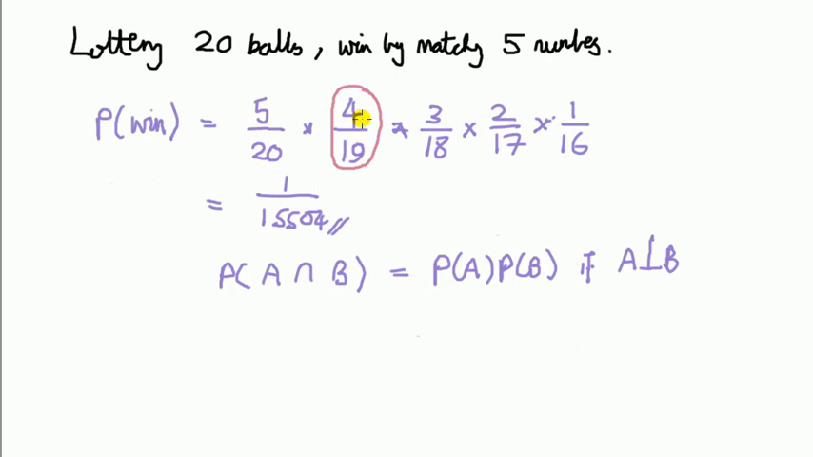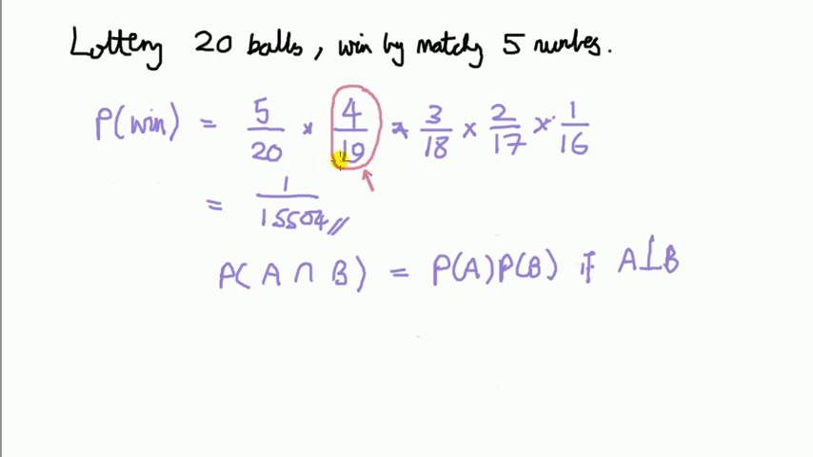Okay. And now we'll look, for instance, at the second ball as a winning ball. What's the probability of the second ball being a winning ball? Doesn't it depend on whether the first ball was a winning ball? If the first ball wasn't a winning ball, then the probability of this being a winning ball would be 5 over 19 rather than 4 over 19. In other words, what I'm saying is that these separate events, they are not independent.